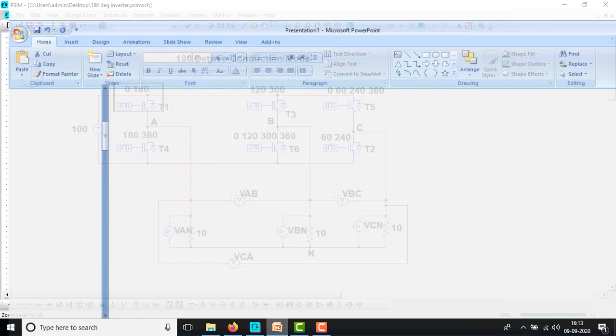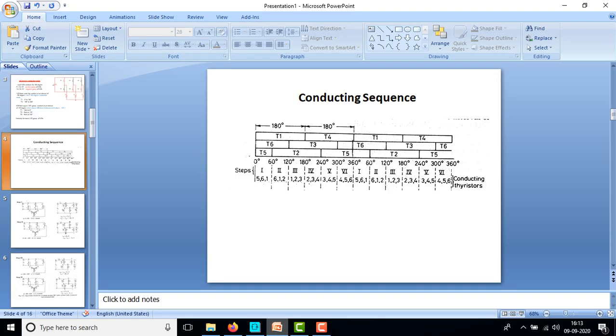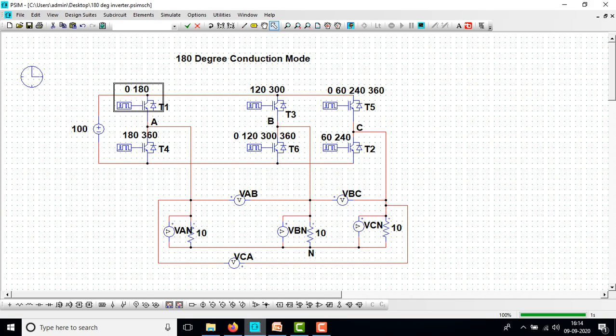So this we can take from the conducting sequence. So here we can see T3 will conduct from 120 to 300, and again T6 will conduct from 300 to 360, and again here 0 to 120 degrees. So this will be marked over here.